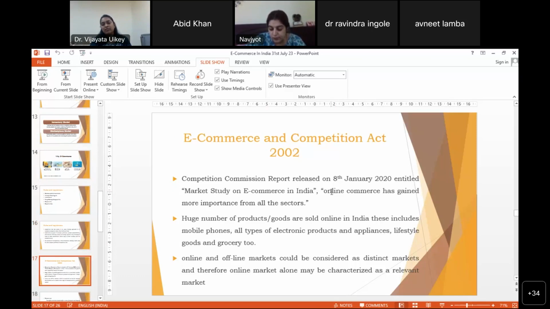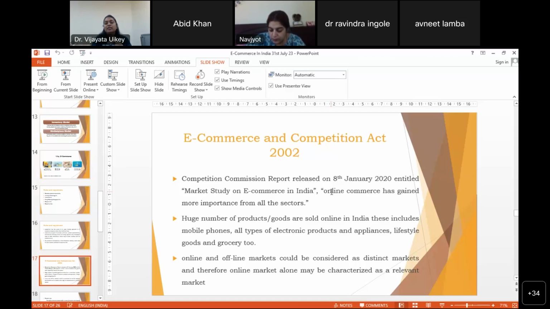Now, see, the Competition Commission report was released on 8 January 2020 with the name Market Study on E-commerce in India, where they have given the findings that online commerce has gained more importance from all the sectors. उसमें सारे services आ गए, hotel services आ गए, सारे planning services आ गए, all the goods से तो हम देख ही रहे थे, अब groceries भी उसमें add on होने लग गया, medicines भी add on होने लग गया. So online commerce, what the CCI said in their report, is that online commerce has gained more importance from all the sectors. Huge number of products, huge number of goods are sold online in India. These include mobile phones, all types of electronic products and appliances, lifestyle goods and grocery too.